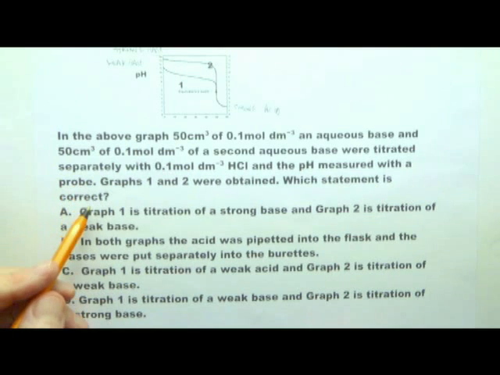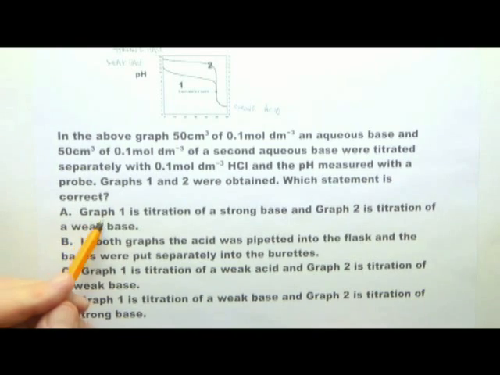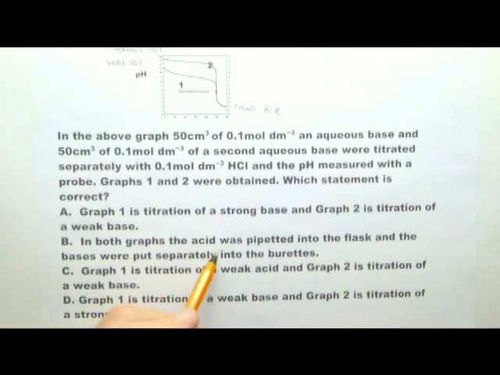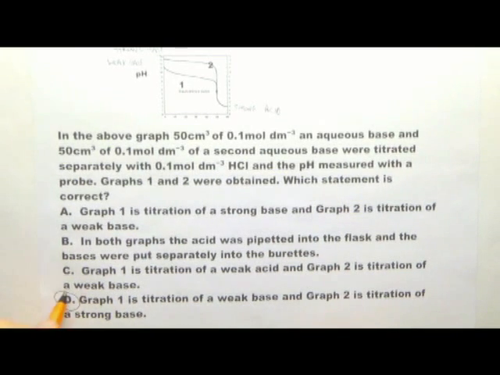And then when you go through the questions and look at the answers: graph 1 is titration of a strong base? No, you know it's not. Both graphs, the acid was pipetted into the flask? No, it wasn't. Graph 1 is titration of a weak acid? No, it isn't. Graph 1 is titration of a weak base? Yes. And graph 2 is titration of a strong base? Yes. And that's the answer.